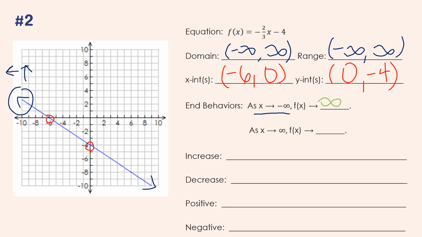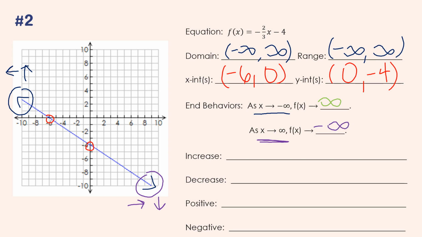Now let's look at the right end. That right arrow is pointing right and down. Because it's pointing right, that means x is approaching infinity. That was already given to you. Because it's going down, that means f of x is approaching negative infinity.